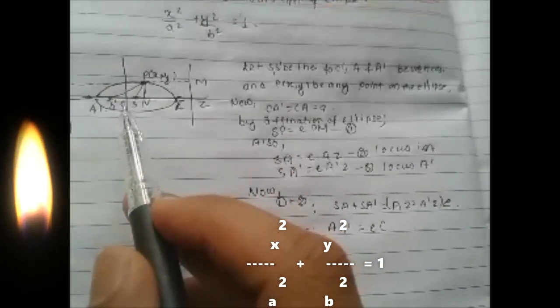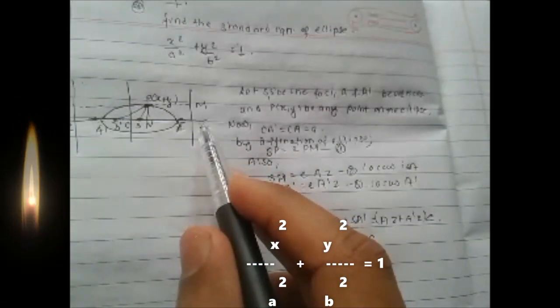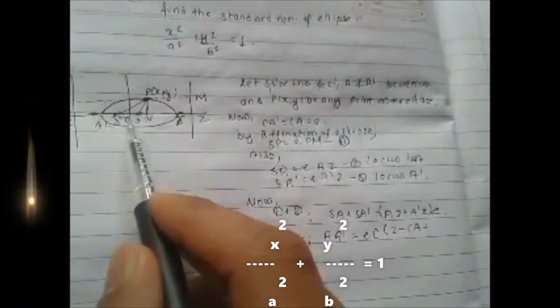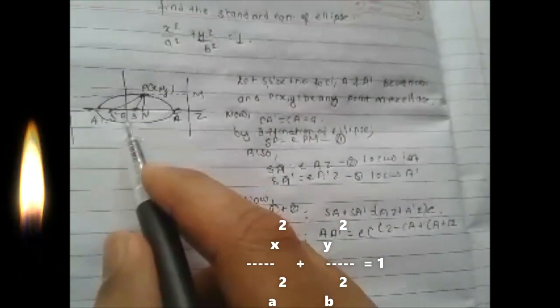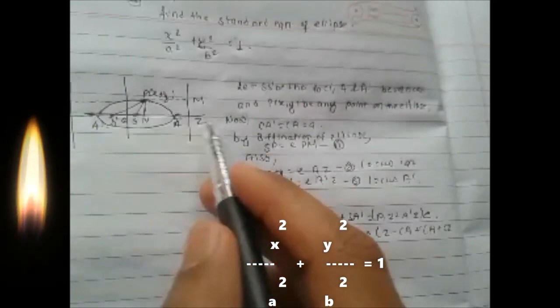What is AZ? AZ is equal to CZ minus CA. We can write CZ minus CA. And what would be A dash Z? A dash Z would be CA dash plus CZ. Wouldn't it be? CA and CA dash are equal, as both are a, so these cancel.